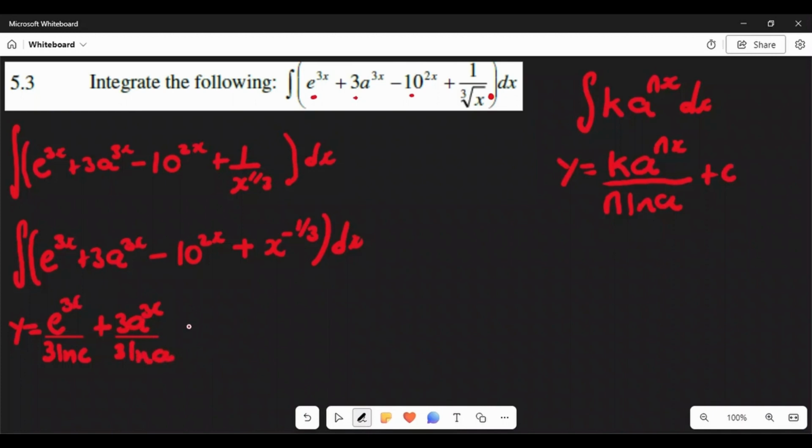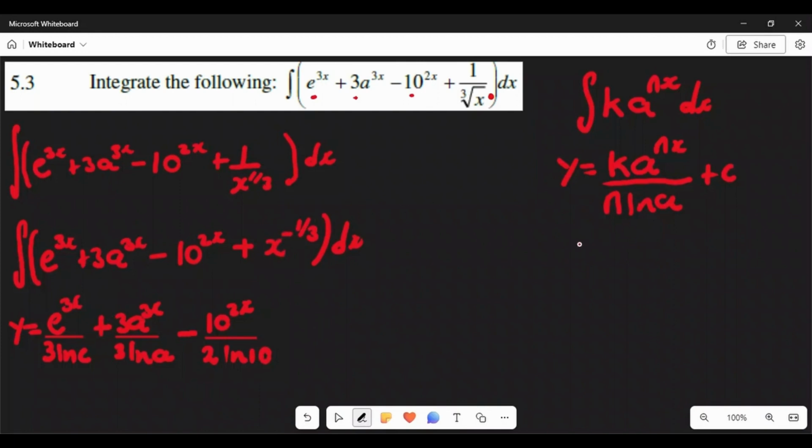Right, so we go to the next term, which is the third term. Now what do we have here? We have 10 on the numerator to the power of 2x, and then we divide by 2, which is n, right? And then natural log, what is our base here? Our base is gonna be 10. Now let's do the last one here, which is the power rule.